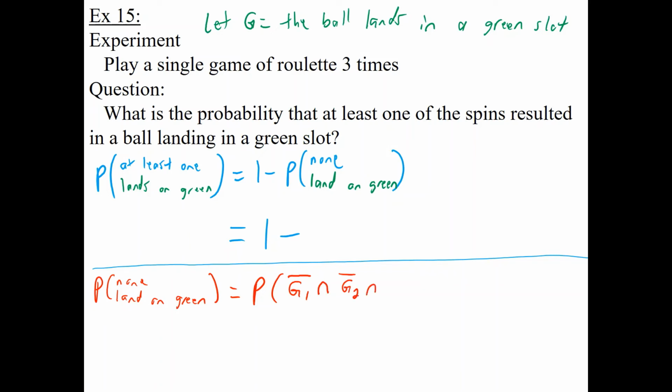And the third one didn't land on green. So like that. Okay. And every probability of none problem turns into an and problem like that.